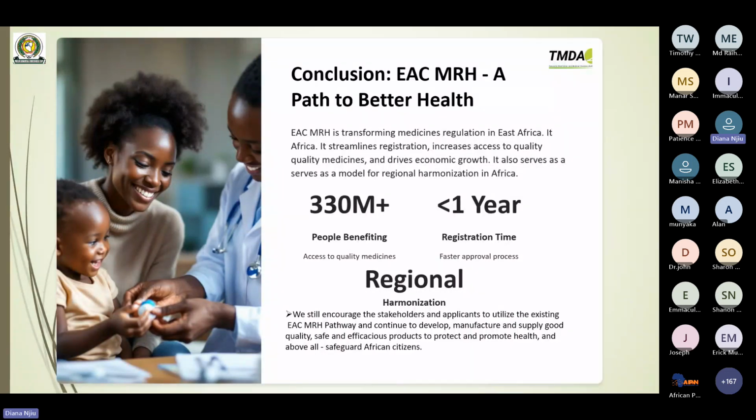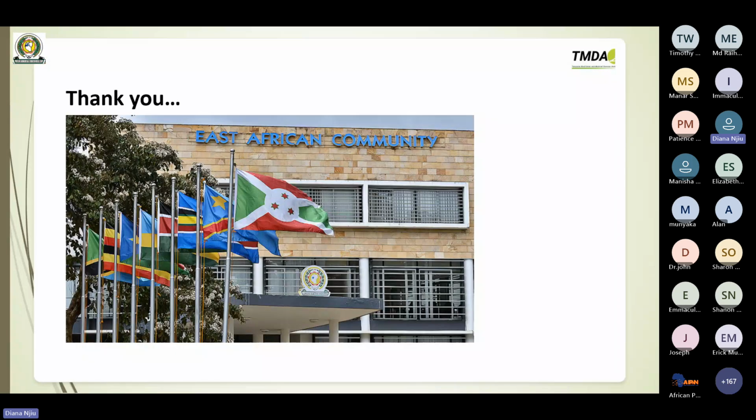For this case, I have reached an end to provide you the overview of the EAC MRH program. And to this point, I may welcome the Secretariat to at least welcome those who might have some questions. Thank you.